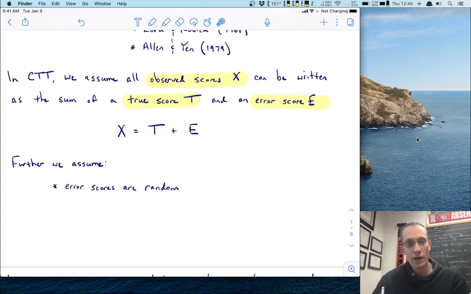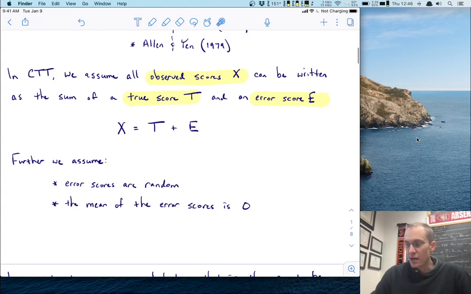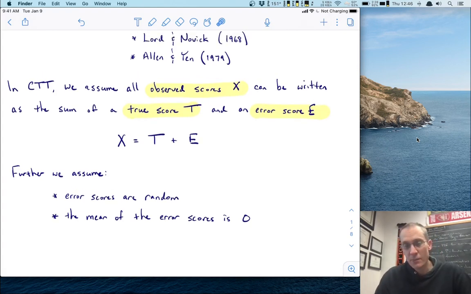So further, we assume first that the error scores are random. That is, there's no systematic error that's being put into our testing situation. When we have these errors, they are errors that are due to any number of random factors. The second of these assumptions is that the mean of the error scores is zero. Now, what that means, you'll see with a concrete example in just a second, but essentially it means if your test overestimates the true score for some person, then it's going to underestimate it for another person, so that over the whole set of test scores, the average of those errors is zero.